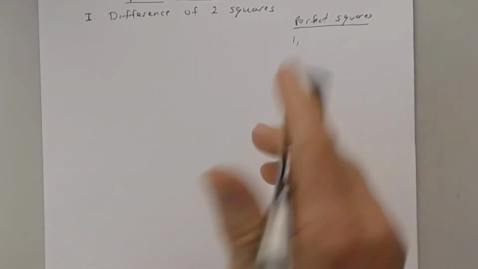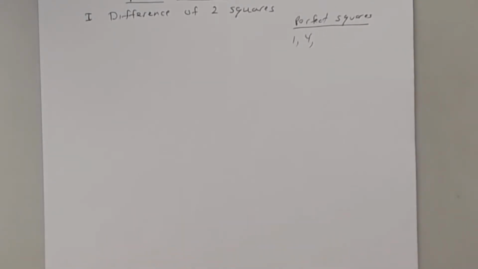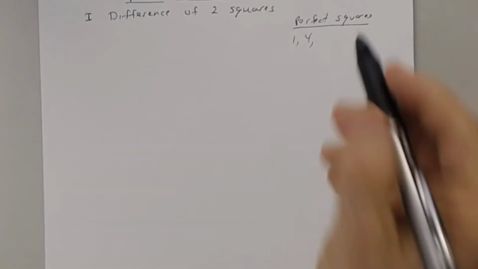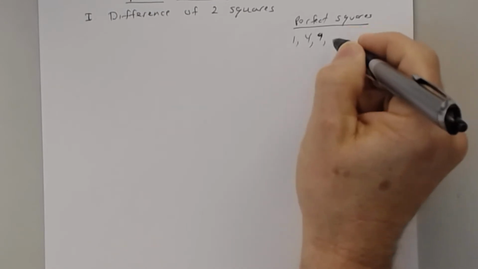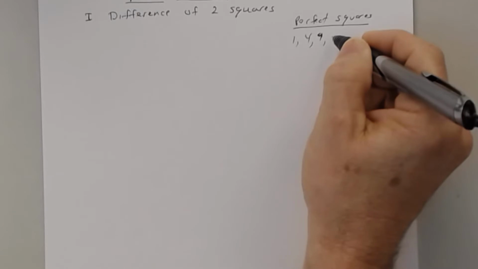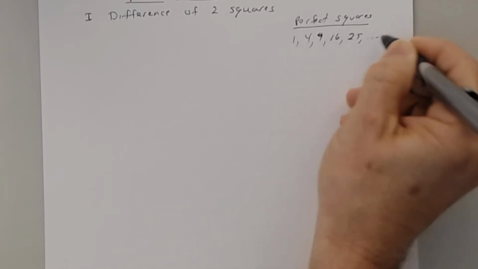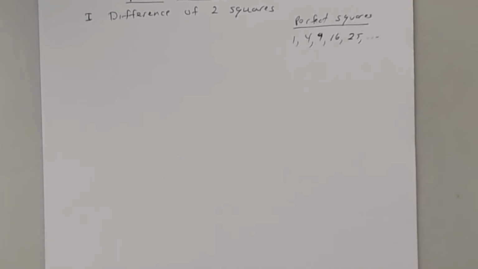4. Not 2. 4. The next one is 9 because 3 squared is 9. The next one is 16 because 4 squared is 16. Next one is 25 and so on. All right, so there are an infinite number of perfect squares.